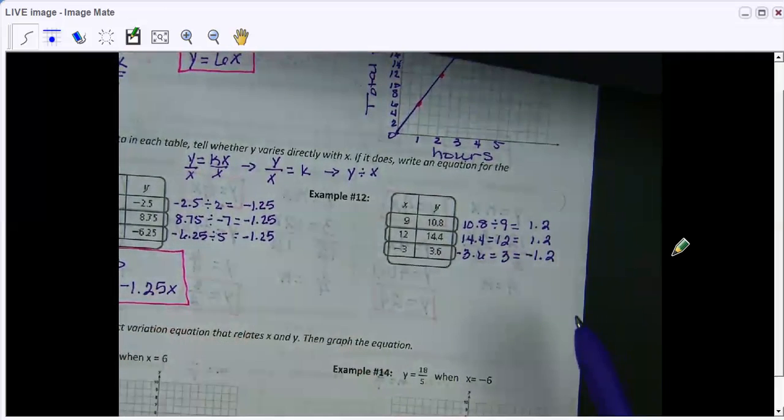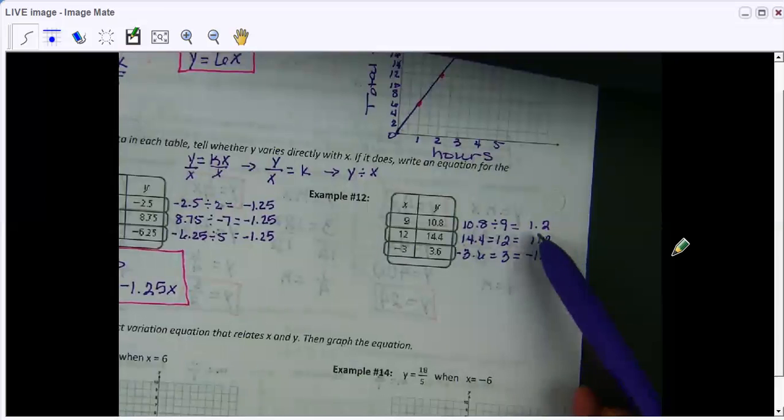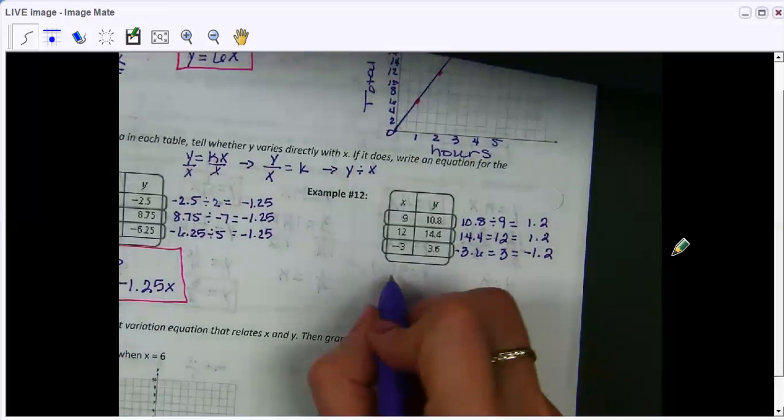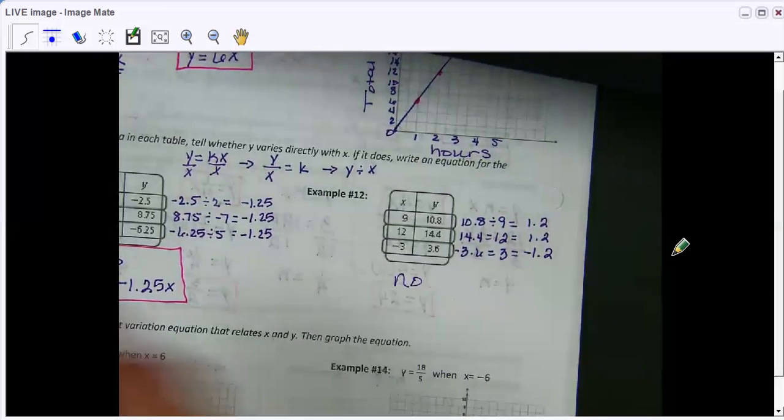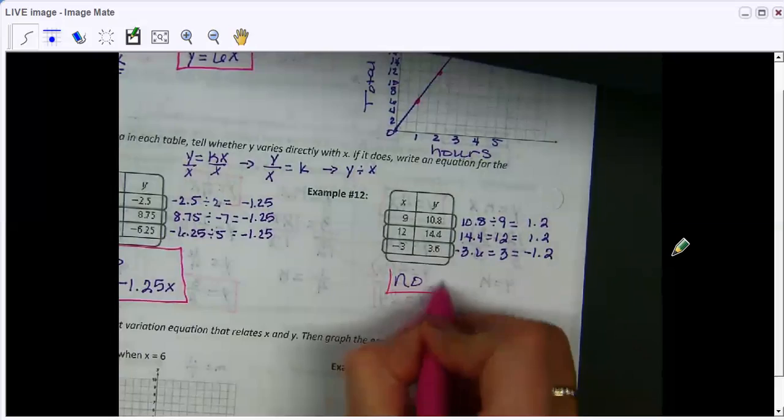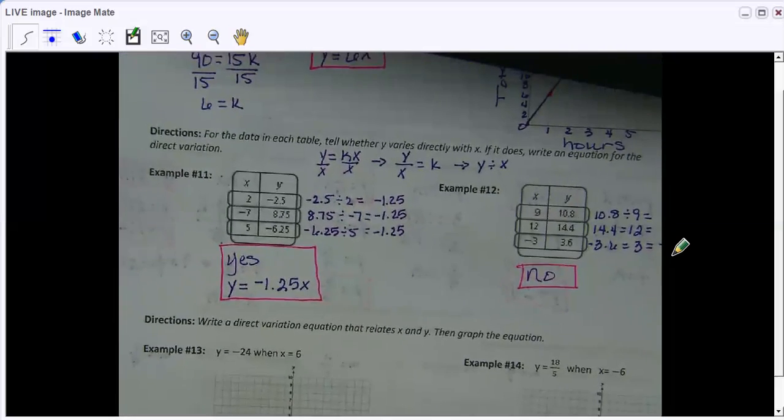What makes this not a direct variation? A negative 1.2. Right, these are both positive, but this one is negative. So here you would just put no, and then that's it. Okay. All right, last two.